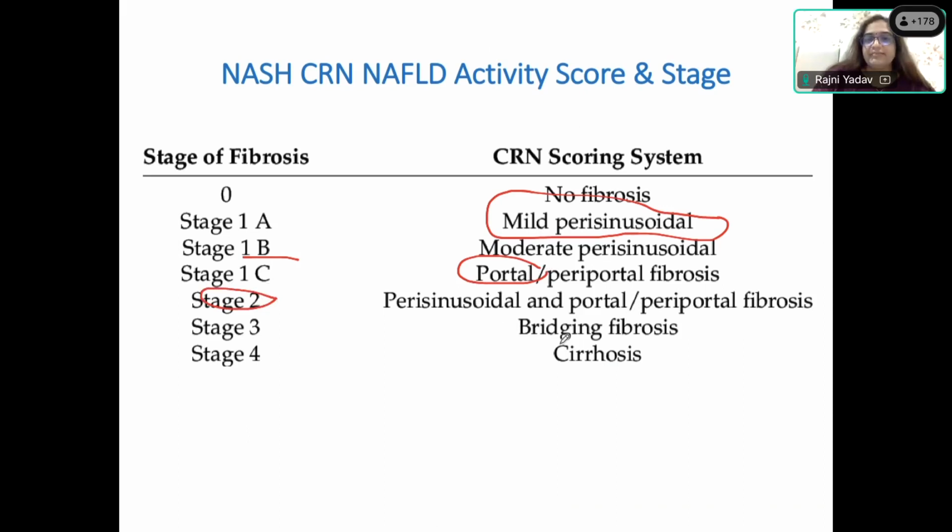Then if you have bridging septa. What is bridging? Bridging is a fibrous septum, that means it is a connection. It can be in between one portal area to another portal area. It can be from one zone 3 area to another zone 3, or from a zone 3 area to a portal area. There can be different patterns of bridging fibrosis, but once you see a bridge, that becomes stage 3, which is very significant. The irreversibility starts from here. Though nowadays we know that bridging fibrosis and even cirrhosis are partly reversible, it is still a significant fibrosis stage. Then once you see the nodule, that's stage 4.